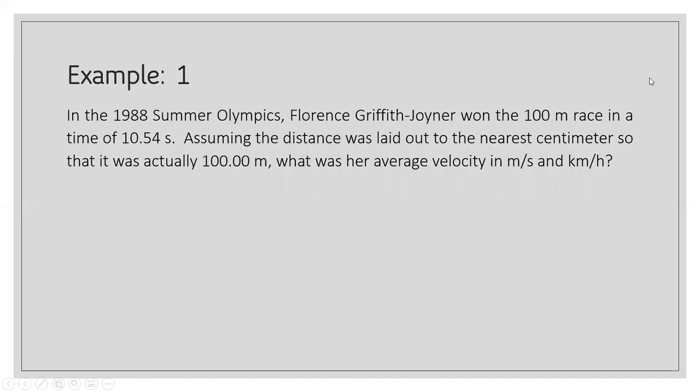All right, some example calculations. Example calculations with speed and velocity are pretty straightforward. In the summer of 1988, Summer Olympics, Florence Griffith Joyner won the 100-meter race in a time of 10.54 seconds, assuming the distance was laid out to the nearest centimeter so that it was actually 100.00 meters. So we're just basically doing sig figs. What was her average velocity in meters per second and kilometers per hour?